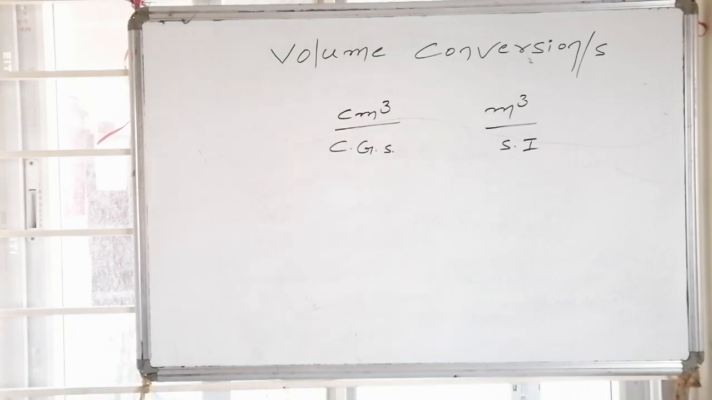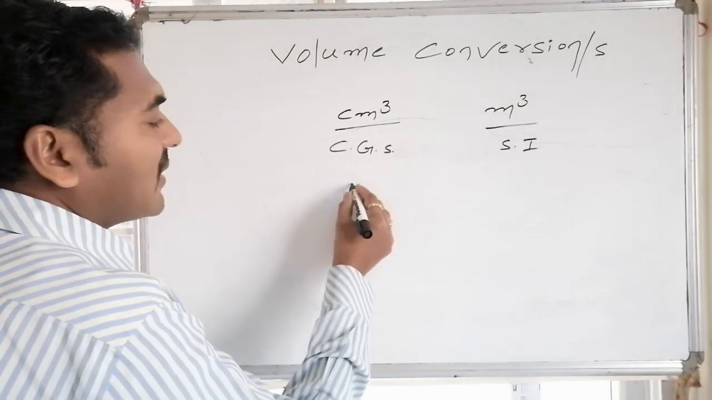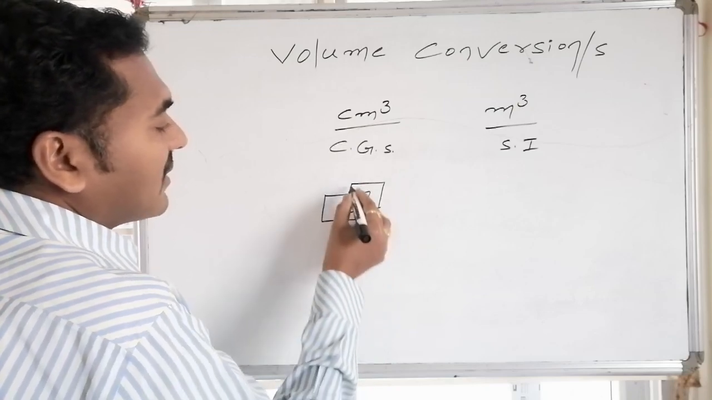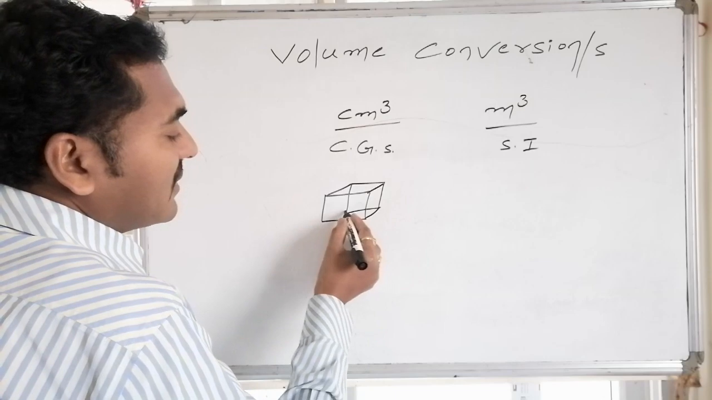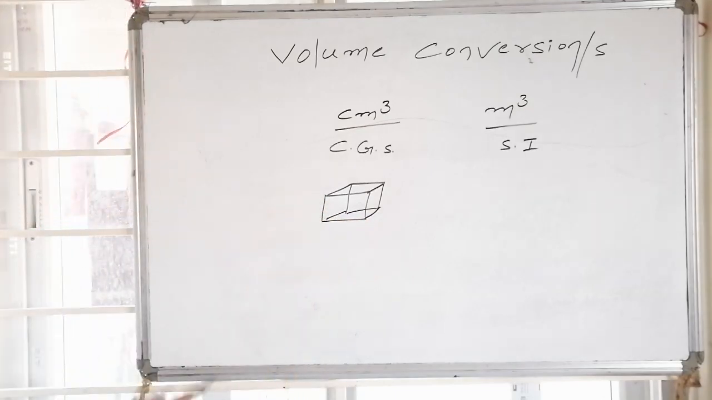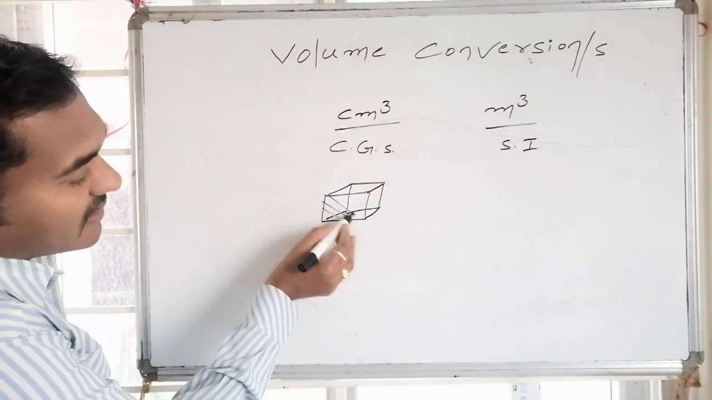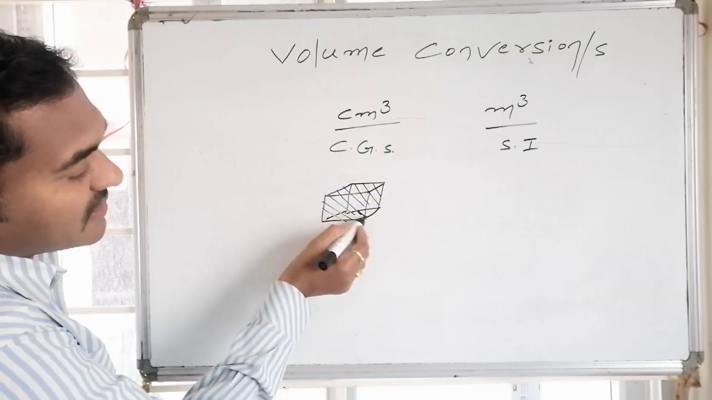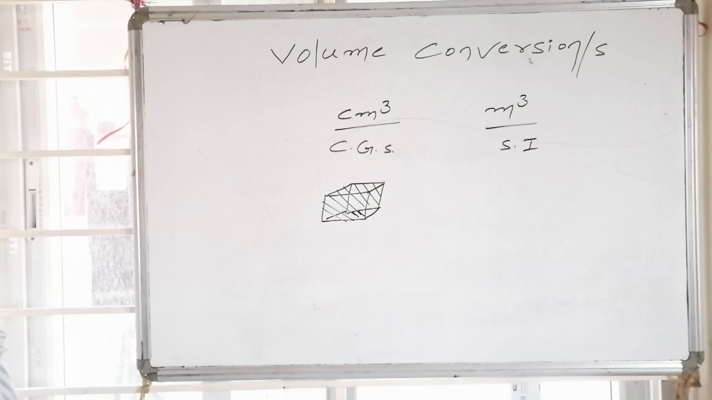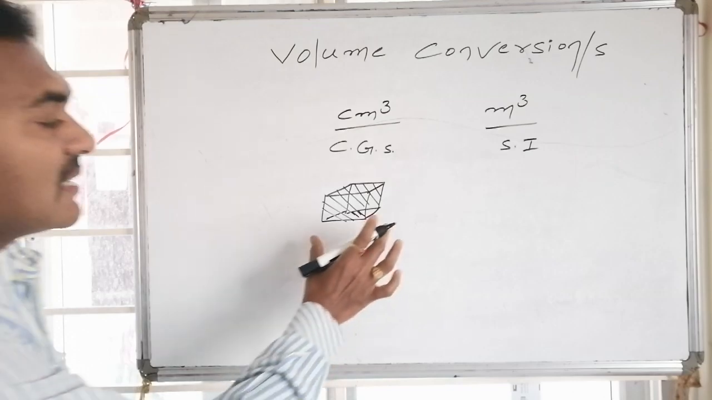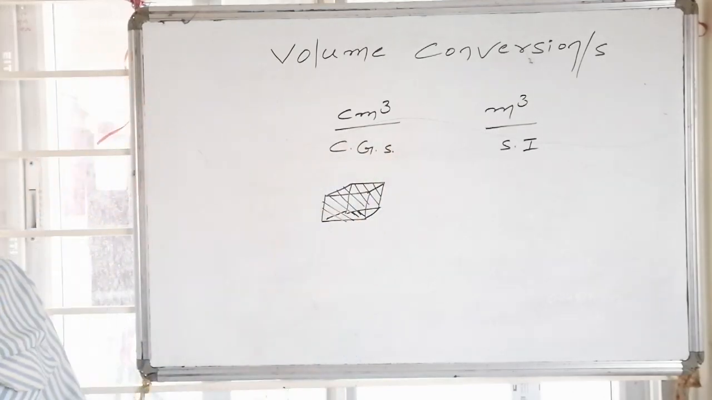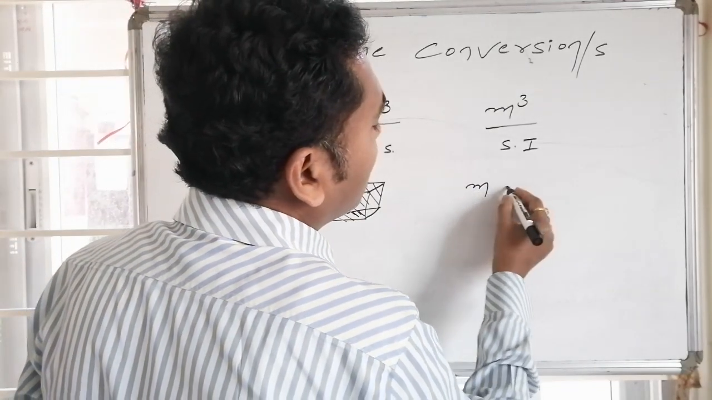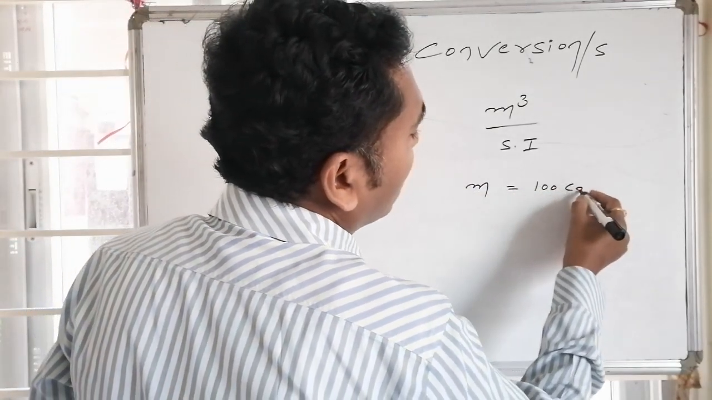Volume is three-dimensional. Suppose I take a cube of 1 centimeter length, 1 centimeter width and 1 centimeter height. In this three-dimensional space, whatever volume of substance resides is said to be centimeter cube, which is the CGS unit for the measurement of volume. Everybody knows 1 meter is equal to 100 centimeters.